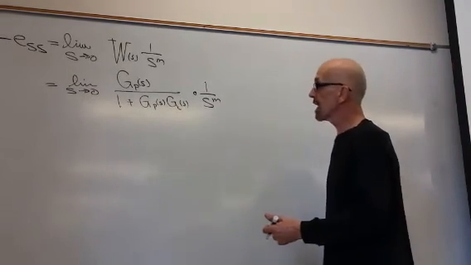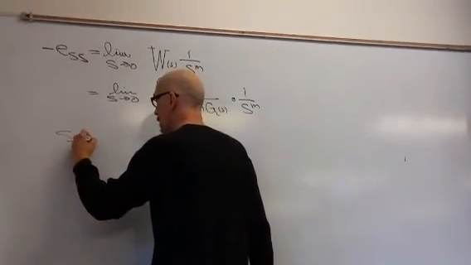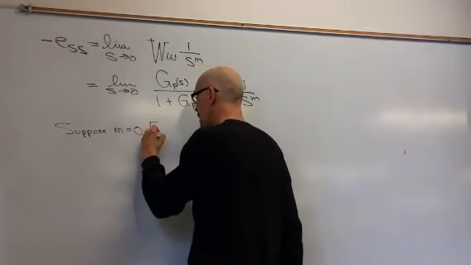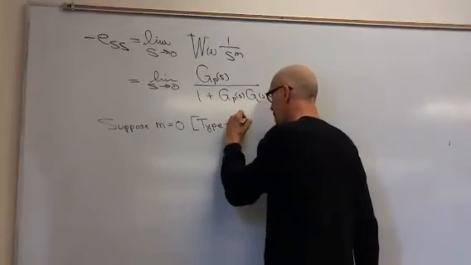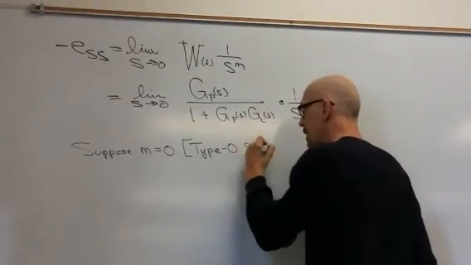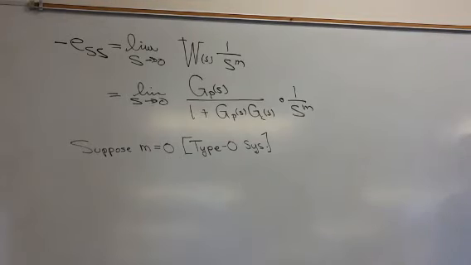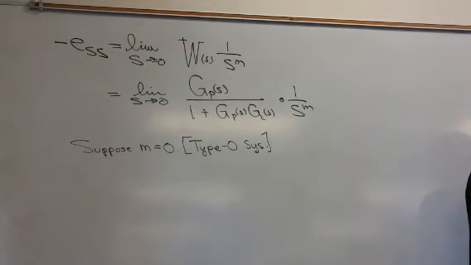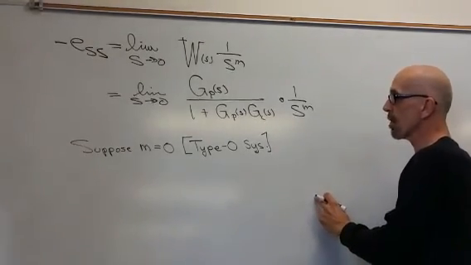So now we're going to do the case m equals 0. Suppose m equals 0. So we have a type 0 system. What does it mean to be type 0? It means for a t to the 0 input in force, a constant force, that steady state error will be finite, non-zero. That's what it means.